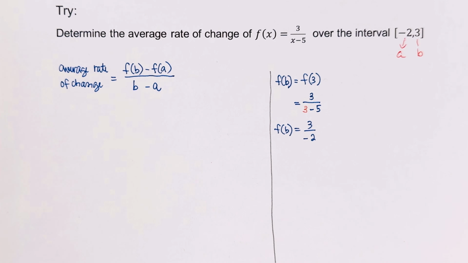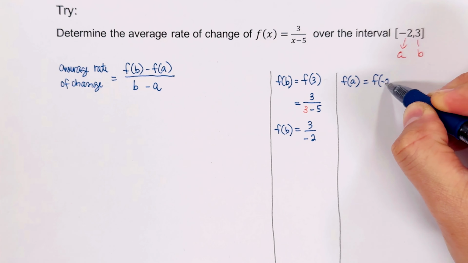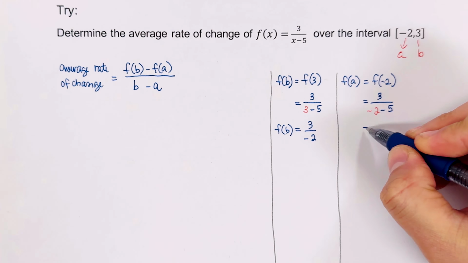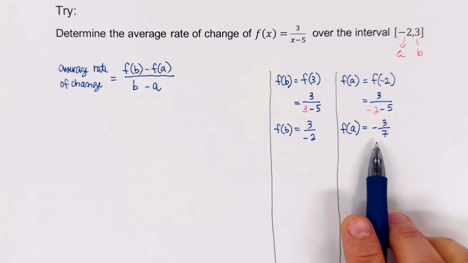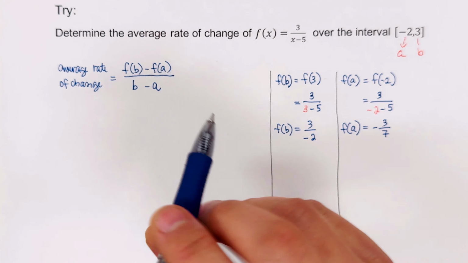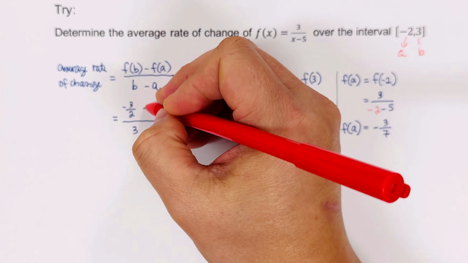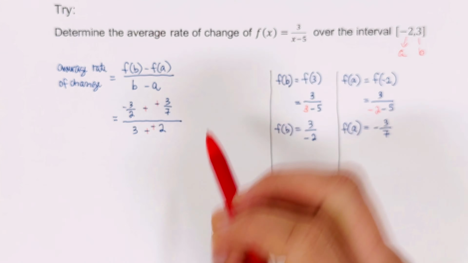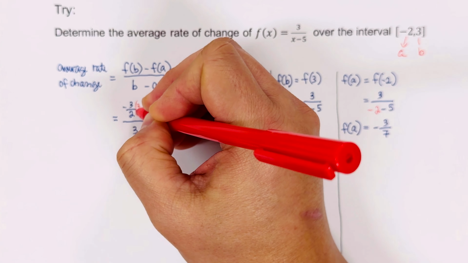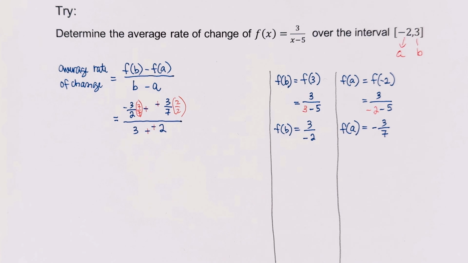Now let's have f of a. Our f of a is actually equal to f of negative 2. So we plug in negative 2 to the x right there. So this would come out. So our f of a is negative 3/7. So we go ahead and plug it into the equation up here. Two negatives make it positive. And then since we don't have the same denominator, I will multiply the first one with 7/7, and then multiply the second one with 2/2. So this would come out.